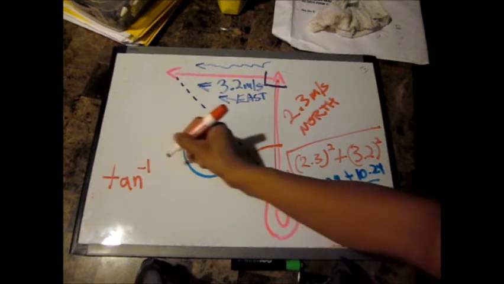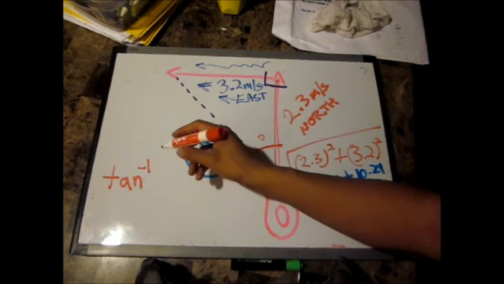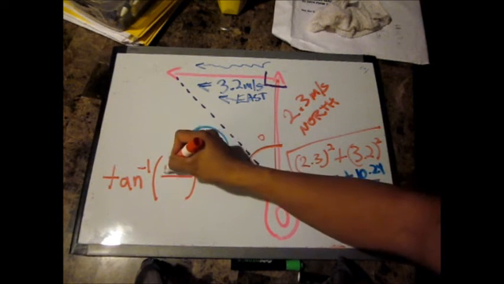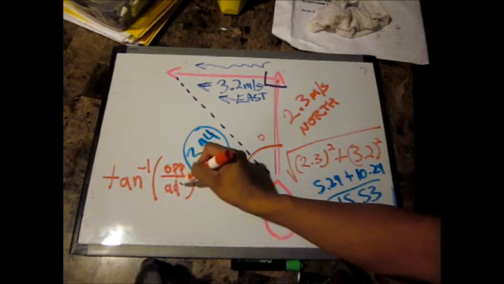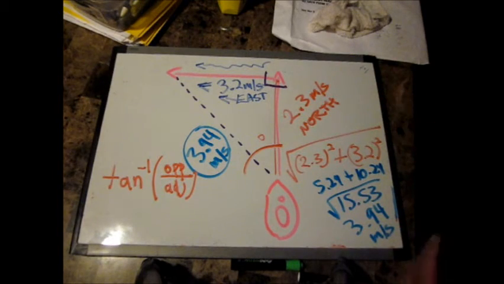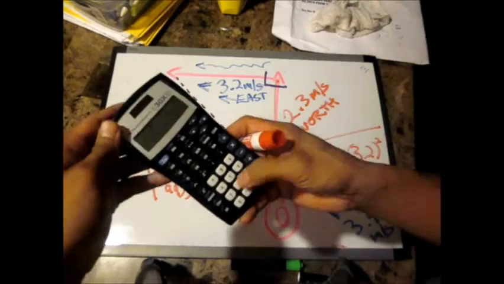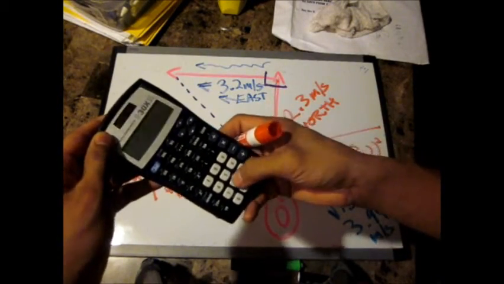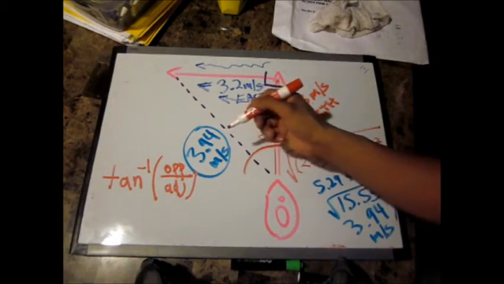Tan^-1, and it's going to be multiplied by our opposite over our adjacent. So first, let's do the math there. Clear it out. What's our opposite leg? 3.2. What's our adjacent leg? Divided by 2.3. We get 1.39.